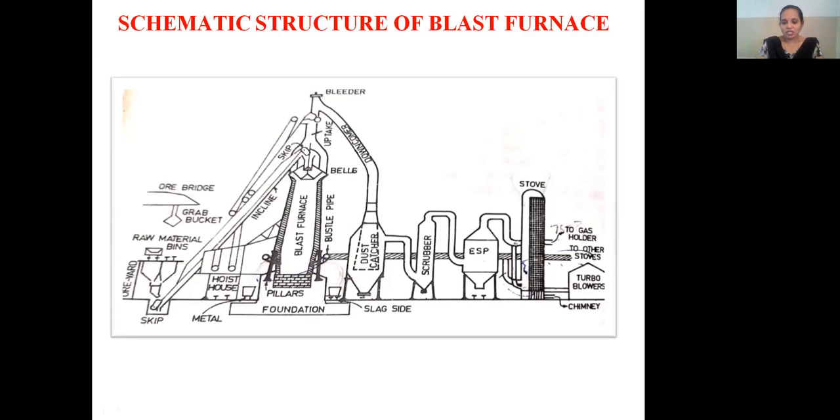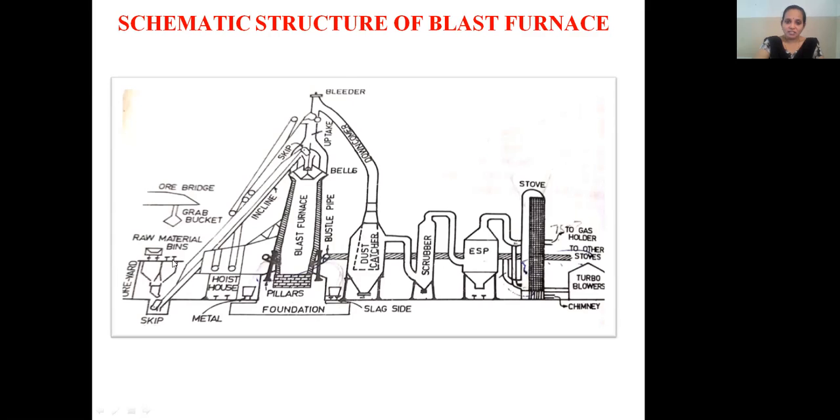The stoves which are using the carbon monoxide gas from the blast furnace and which are getting heated themselves are known as on gas. The two stoves which are already heated are preheating the blast of air from the turbo blower and sending it through the bustle pipe through the tuyeres into the blast furnace. That is called on blast.